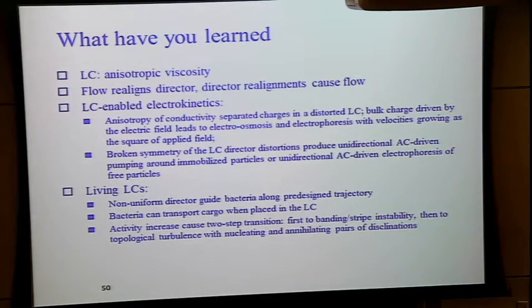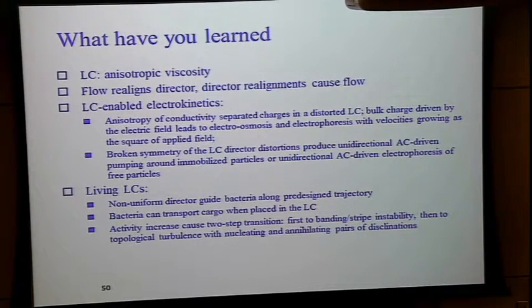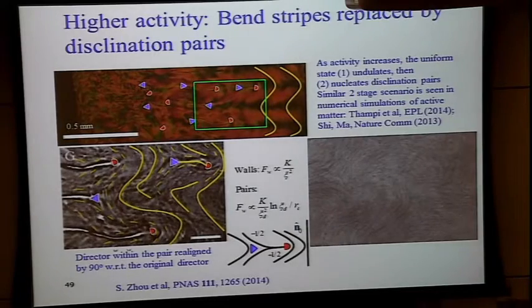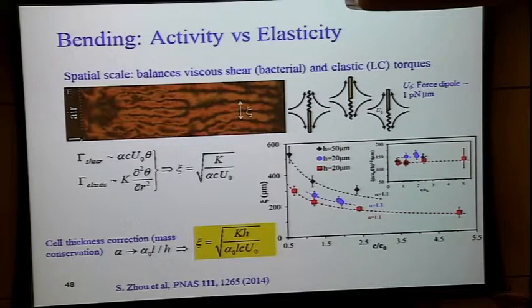So this is just an introduction to the system. The activity is controlled by the amount of oxygen. Mathematically, in this misaligning torque, I put some concentration of bacteria and some alpha, which represents my activity.